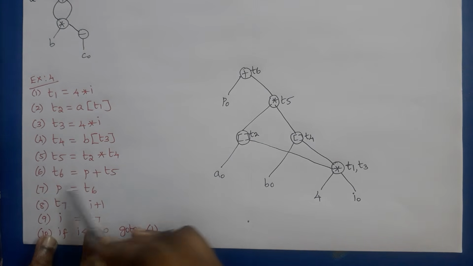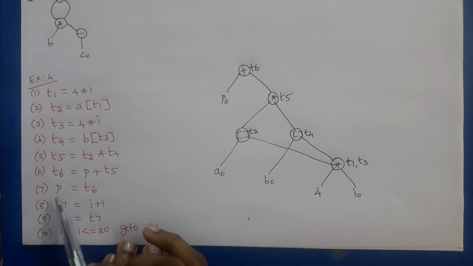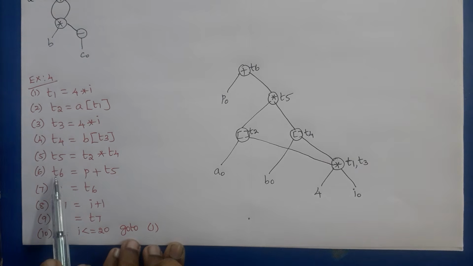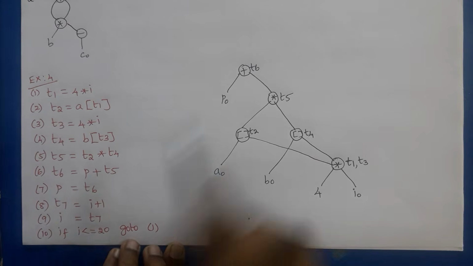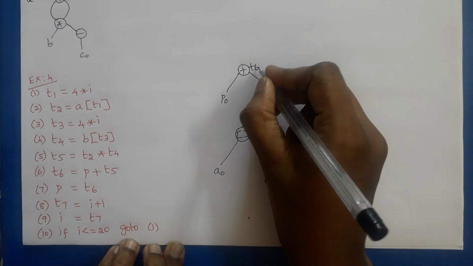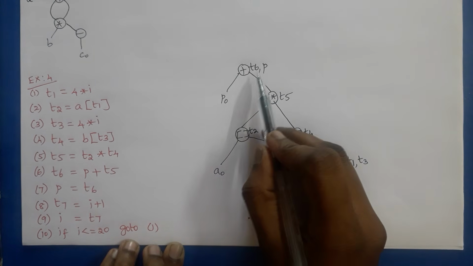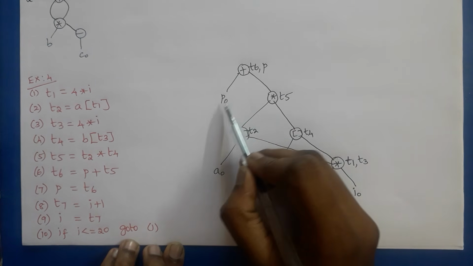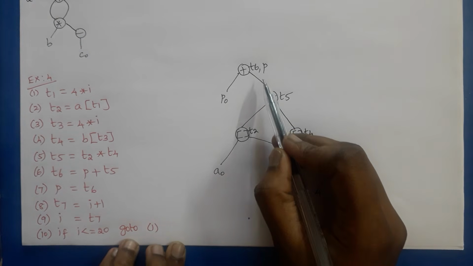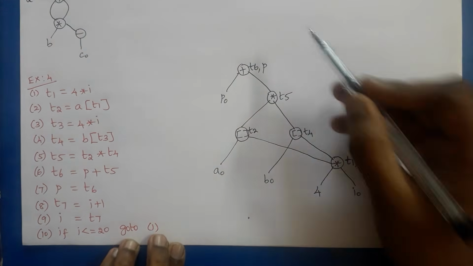Then a copy statement is there. P equals T6. So P equals T6 is a copy statement. So for a copy statement there is no need to create a new node. Here the previously computed T6 is assigned to P. So in the same node itself we have to attach P. So now the current value of P is this one, not the initial value. It is recomputed. So hereafter if we want to refer to P, we have to take it from this place.